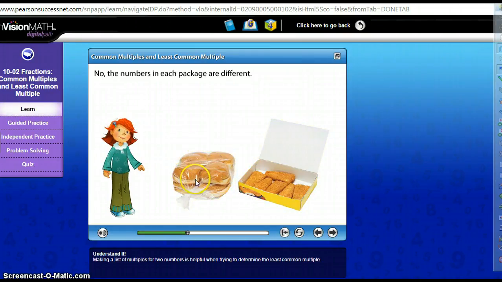It looks like there's 4 buns, and it looks like 1, 2, 3, 4, 5, 6 fillets. It's 8 buns. Double. There's 8 buns? Yes. Oh, I'm sorry. Yeah, 2, 4, 6, 8.